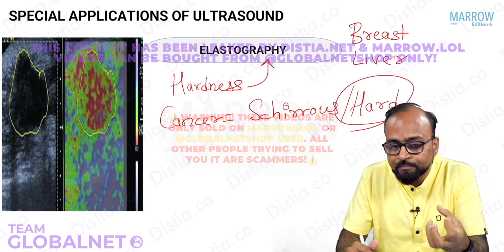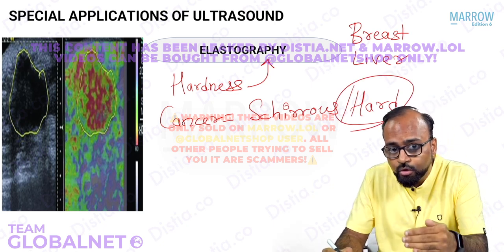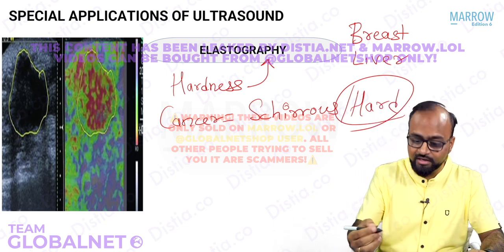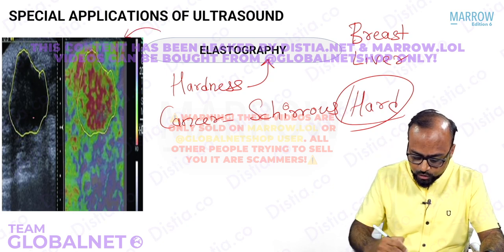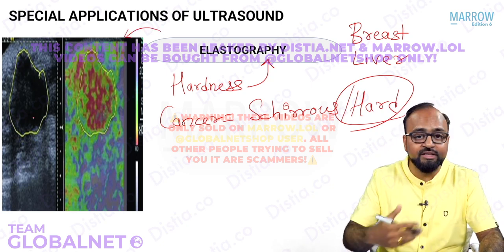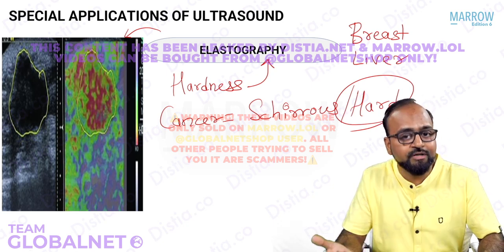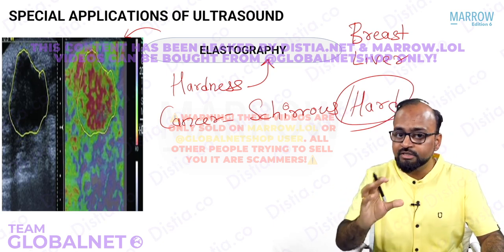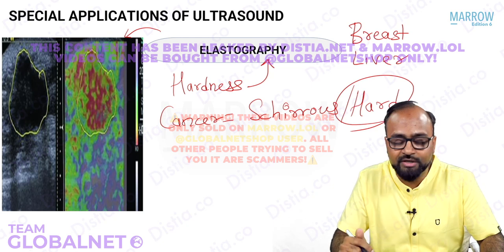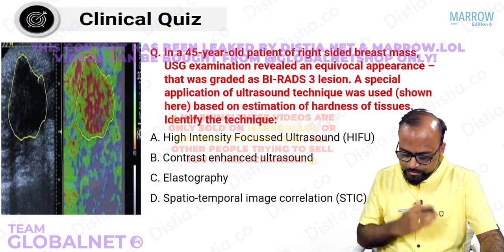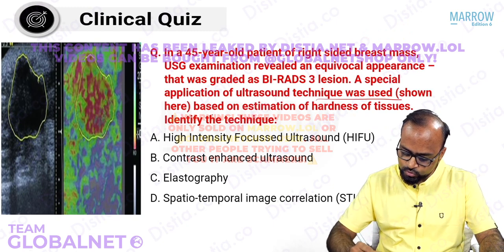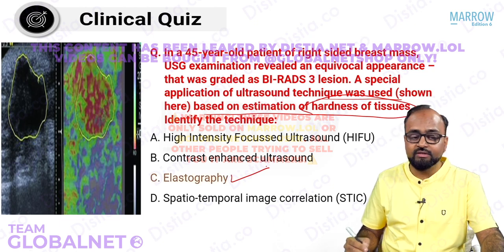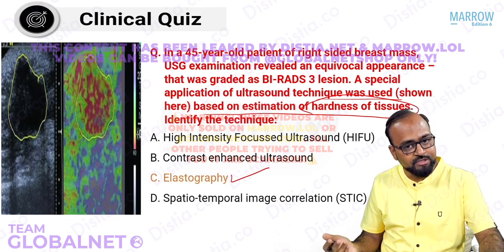And if the tissue is hard, its elasticity will be low. So this elasticity, whether it is low, intermediate or high, is given a color scale, and this elasticity information is plotted on a color map. That is how, by determining the elasticity of the tissues, we are able to determine whether that tissue is soft, intermediate or hard. In breast, cancers are known to be very hard. That is a clue to the diagnosis. So in this question, when this image was shown, the ultrasound technique used based on the estimation of hardness of the tissue is elastography. This is a recent advancement as far as ultrasound is concerned.